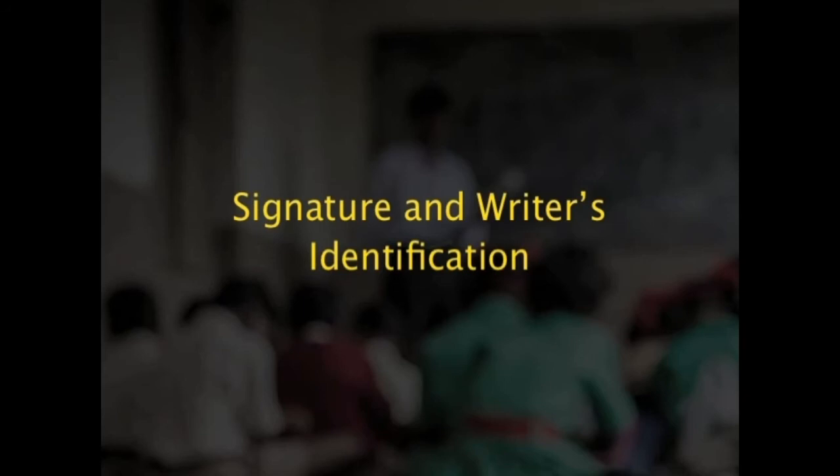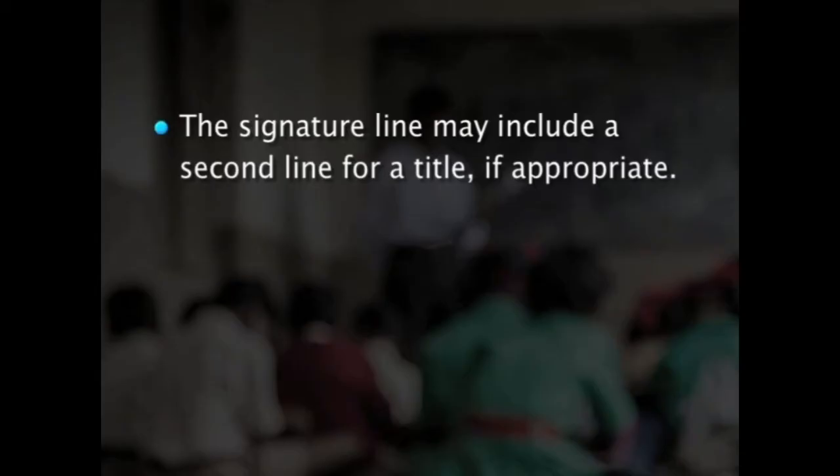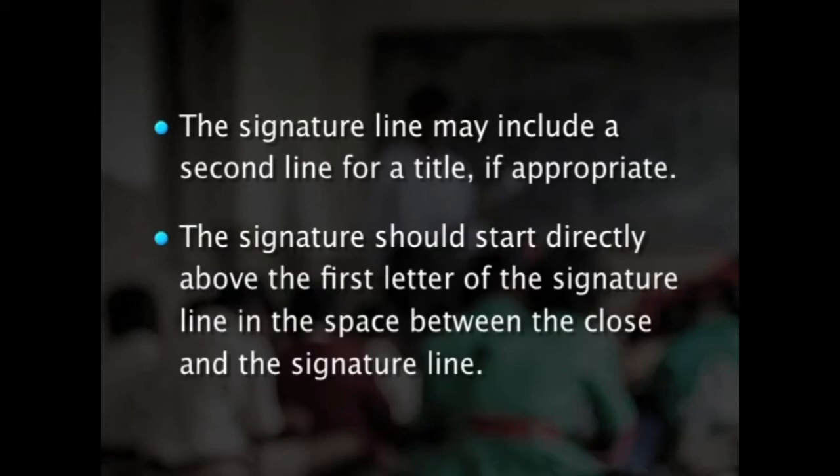Then coming to the next part of the business letter, the signature and writer's identification. The signature is the last part of the letter. You should sign your first and last names. The signature line may include a second line for a title if appropriate. The signature should start directly above the first letter of the signature line, in the space between the close and the signature line.